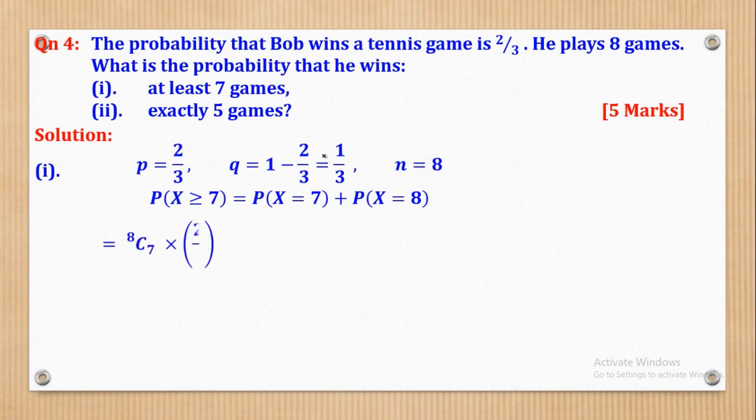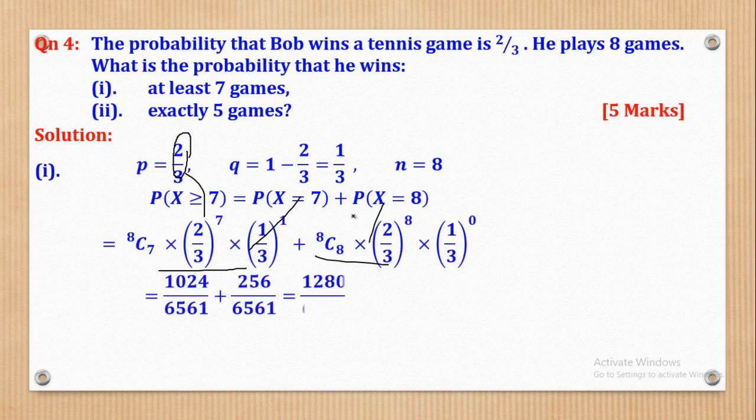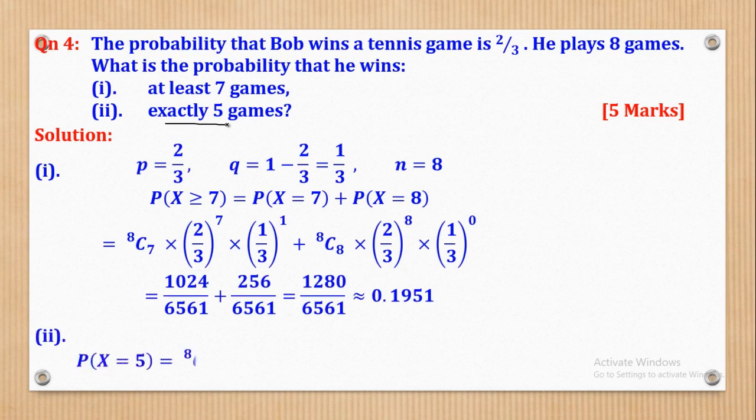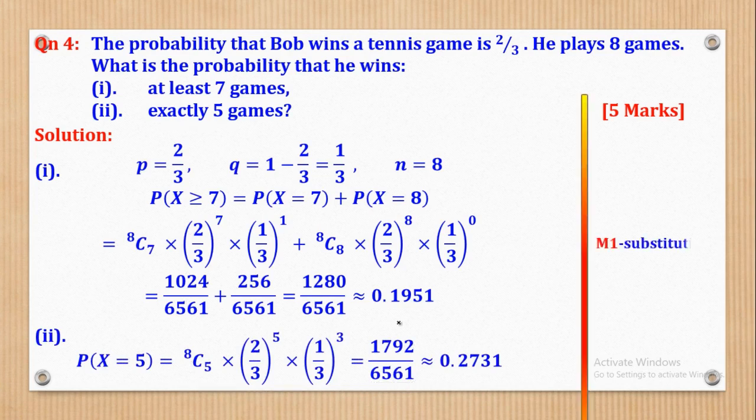Then we substitute. Now in this case, this p is not there in the mathematical table, meaning we have to use the binomial formula. This is for this and this is for that. When I simplify, I will be able to come up with 1280 over 6561 as the answer. Then exactly 5 games means probability of x equal to 5, so I'll use the binomial formula to come up with 1792 over 6561 as the answer.